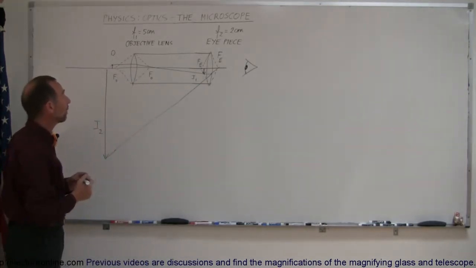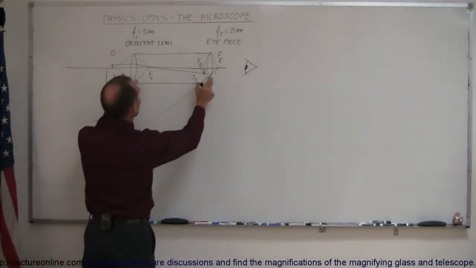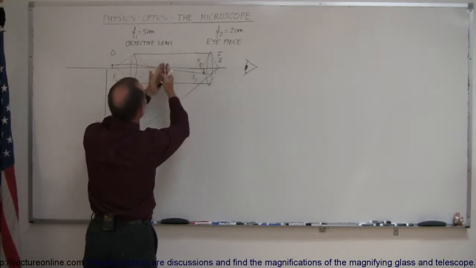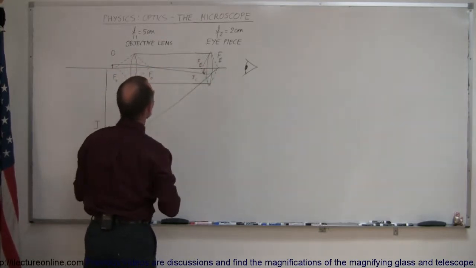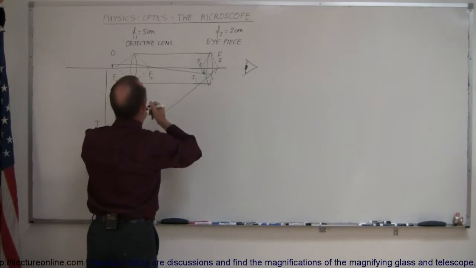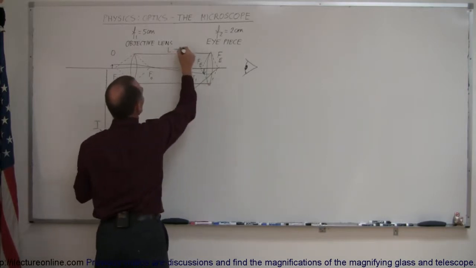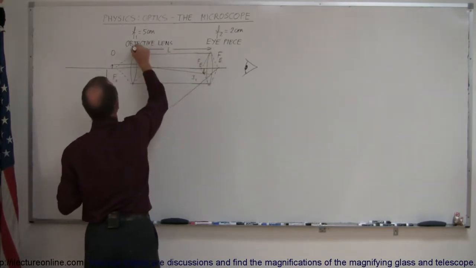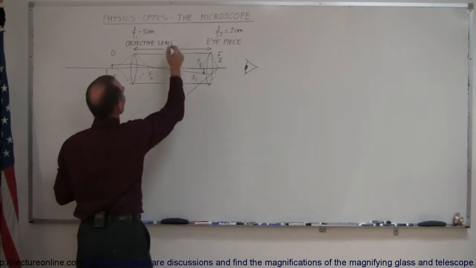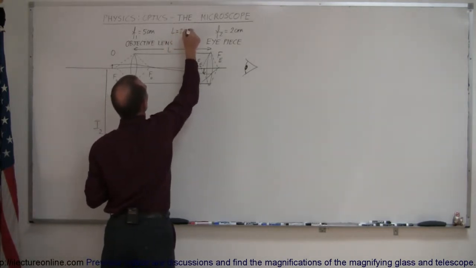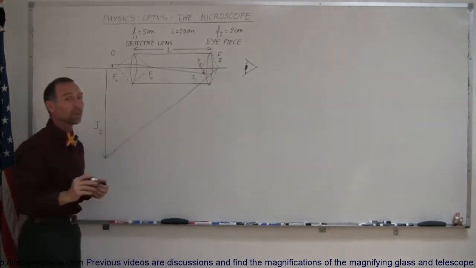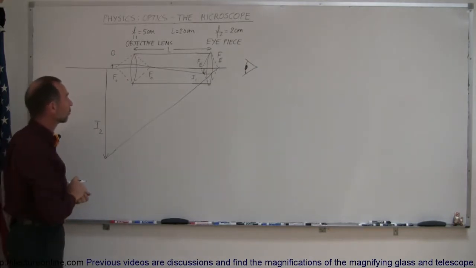The way you set this up is you place the lenses far enough apart so that there's a lot of distance between the two focal points of the two lenses. And this here would be the length of the microscope, so let's call L the length of the microscope. And let's say that in this case, L is equal to 20 centimeters, just as an example, so we can work with some numbers in just a little bit, to make it easier to understand.